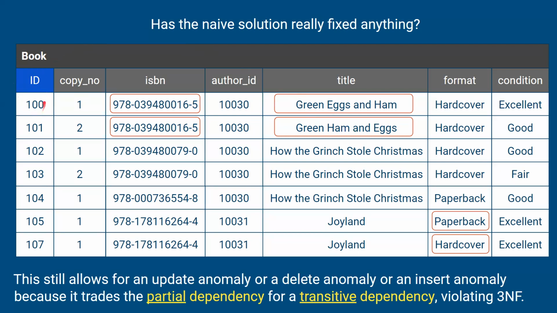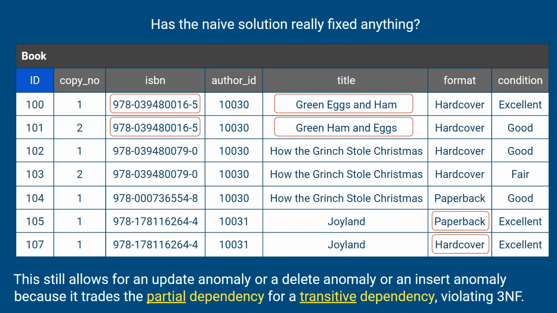Because there's only one column in the primary key, it can't be a partial dependency. So is this table in second normal form? It is. But all we've done is trade off all of our partial dependencies for transitive dependencies, which is what we have to get rid of to get into third normal form. So by making a single column primary key, yes, it's in second normal form, but all we've done is push the problem down the road.